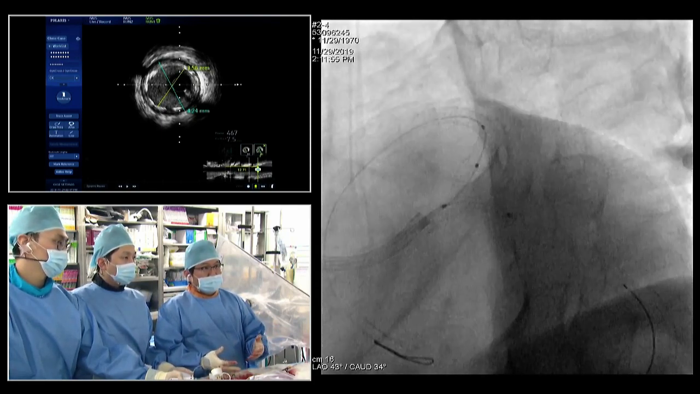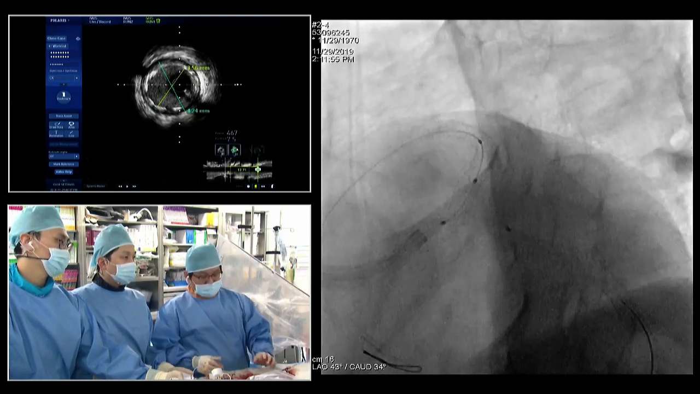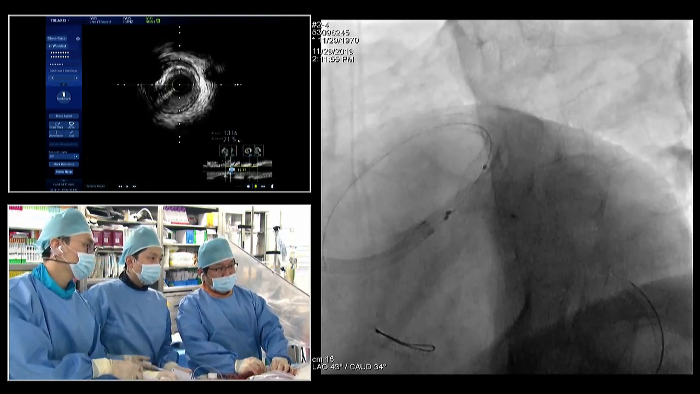I don't like to make damage to the LED. The LED is hugely more important than the circumflex. That's why I favor the reverse crush rather than the culotte technique.